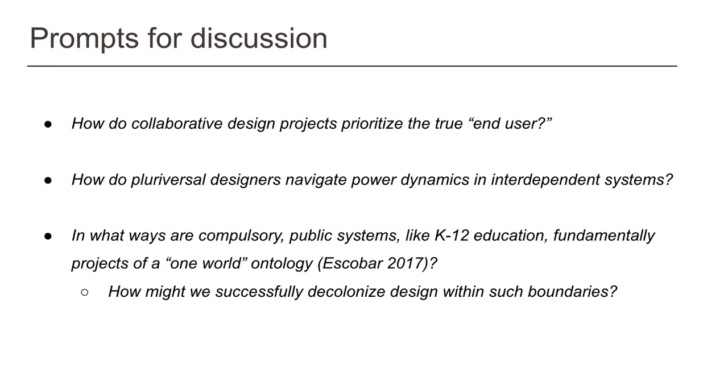So among these different priorities and needs, how is it that collaborative design projects can prioritize the true end user? And in doing that prioritizing, how do pluriversal designers navigate the power dynamics that emerge? And then finally, given that this is all happening within an interdependent system like K-12 education, to what degree is that fundamentally a project of a one-world ontology? And what would it mean to decolonize design within such a framework?